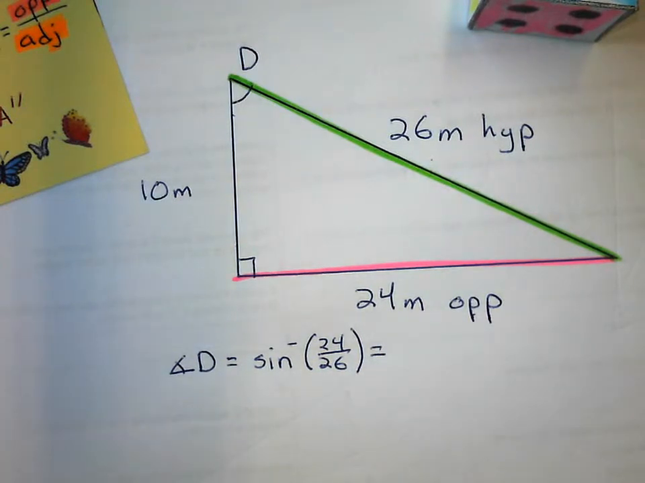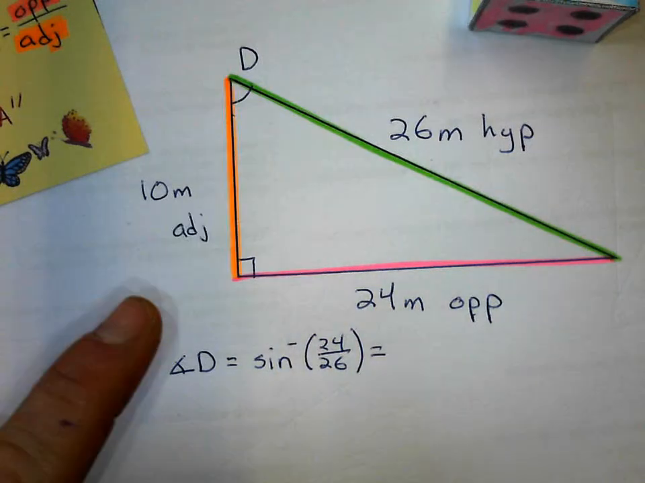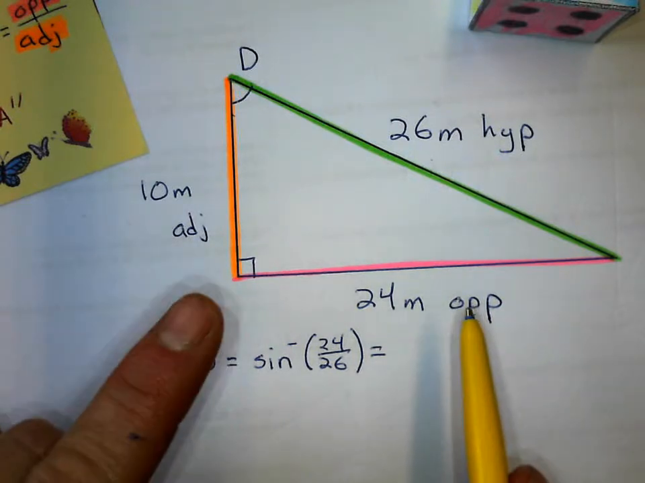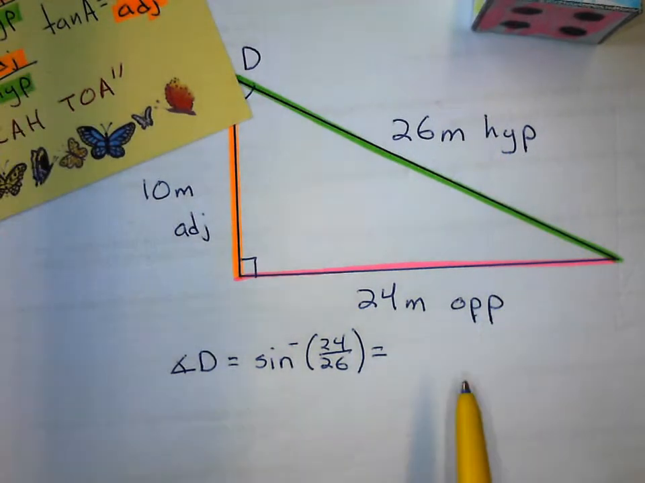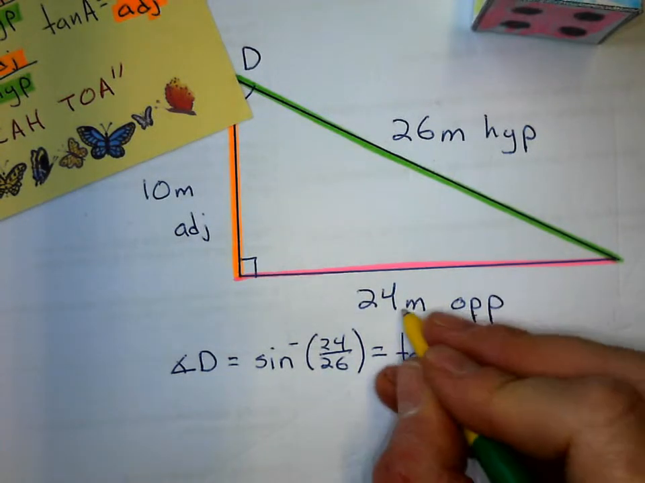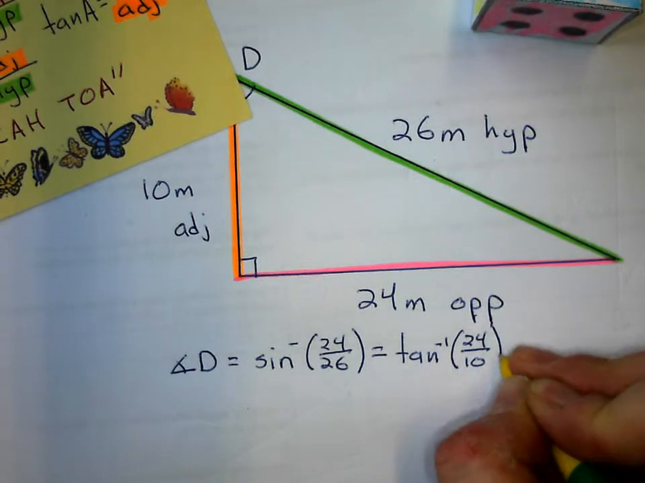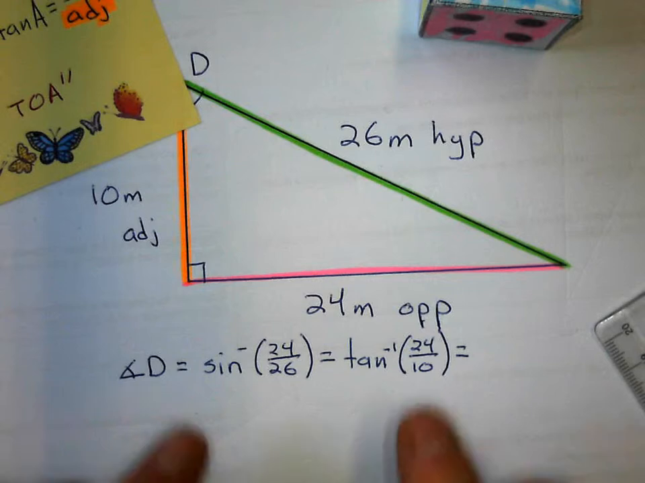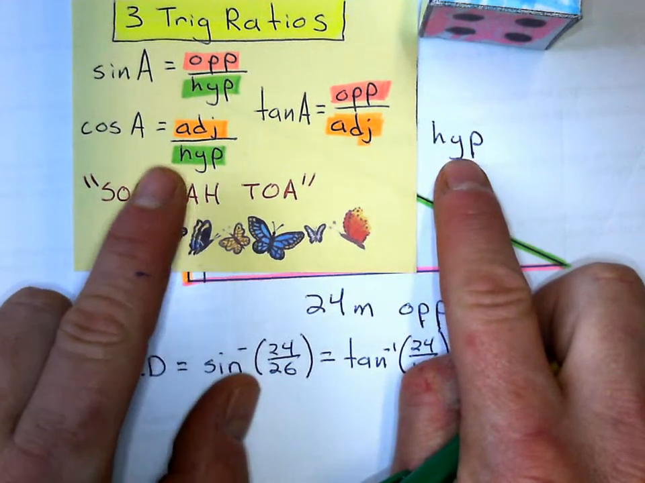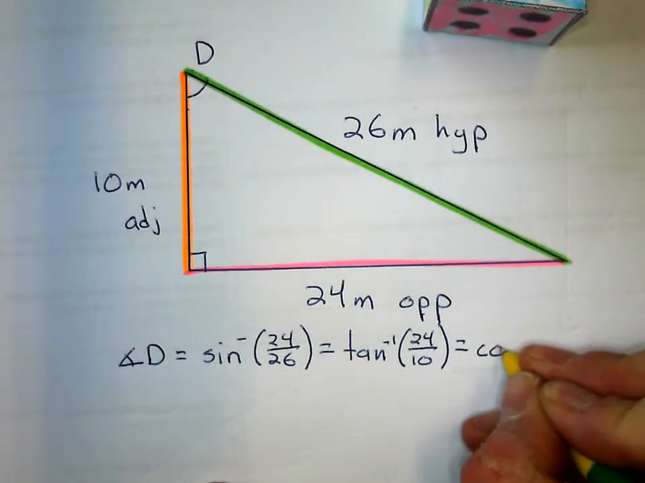If I pick two other sides, such as 10 and 24, I would get adjacent and opposite. Which trig ratio is that one? From SOHCAHTOA, that's tangent, and that would equal inverse tangent, opposite over adjacent. Or if I picked these two sides, adjacent and hypotenuse, that would be cosine. It doesn't matter which ones I pick, because I'll get the same answer either way.